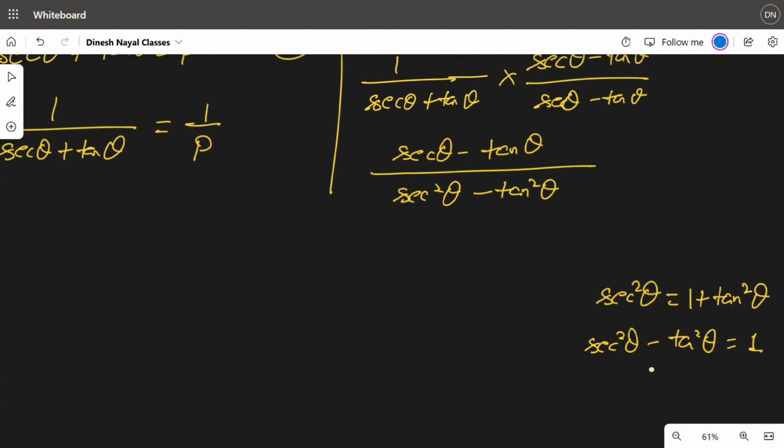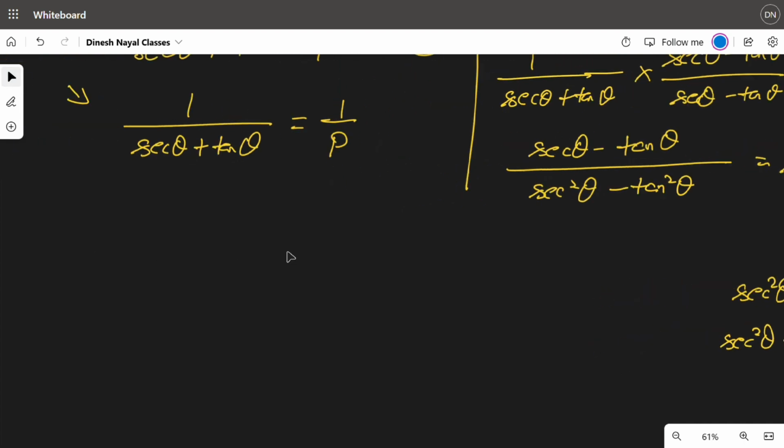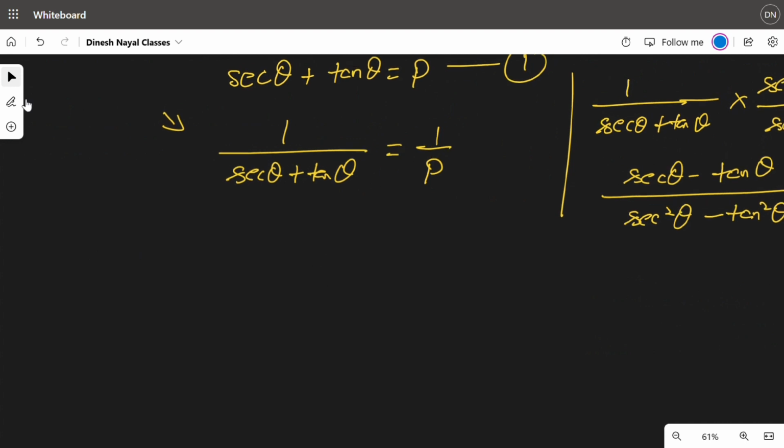So sec square theta minus tan square theta is 1. So over here this will be what? This is sec theta minus tan theta, because this thing will become 1. So this is sec theta minus tan theta. Now what is sec theta minus tan theta? It is 1 upon sec theta plus tan theta.